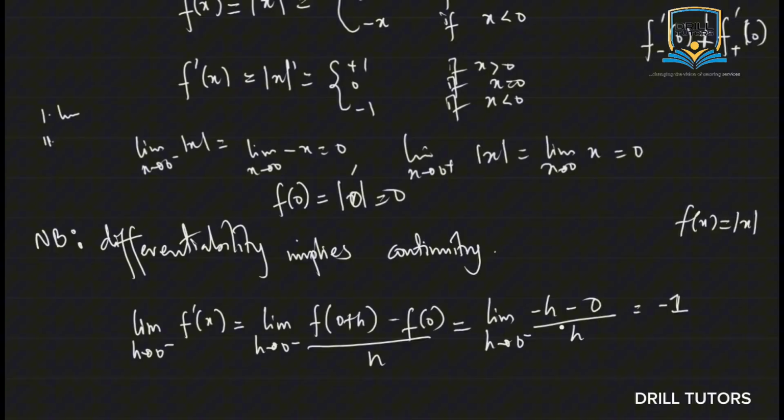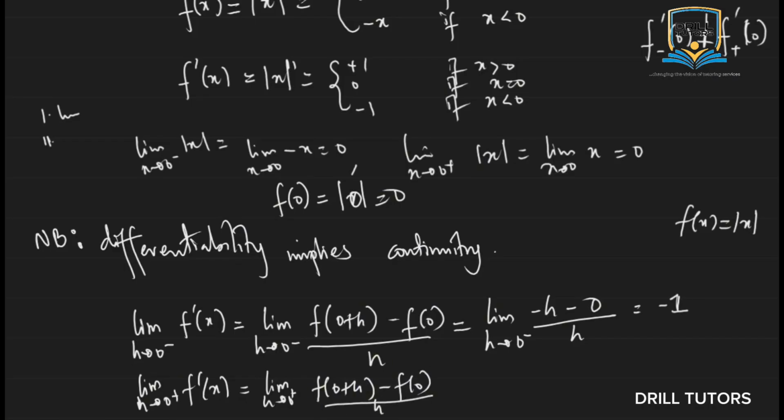That's -1. And if you find what is happening from the right, limit as h tends to 0 from the right of the derivative, that's limit as h tends to 0 plus of f of 0 plus h minus f at 0 all over h. Now from the right, f of h is h itself, so this is h minus 0 all over h, which is plus 1. And you agree with me that the two of them exist, yes, but they are not equal.